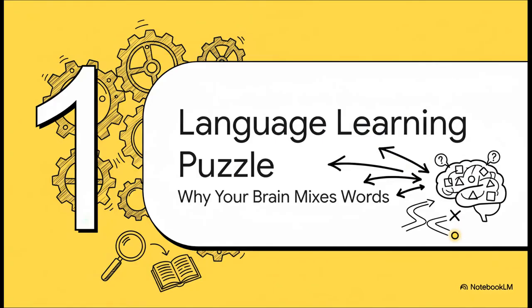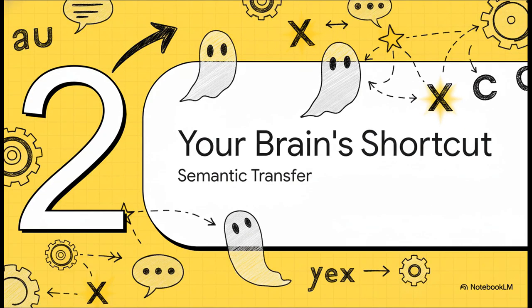And here's the thing. This isn't about you not studying hard enough. This mix-up is actually a little window into a really fascinating process that's happening inside your head. See, there's a specific scientific reason your brain gets tripped up like this, and it all comes down to a clever but kind of flawed shortcut it loves to take. And that shortcut? It's got a name: semantic transfer.